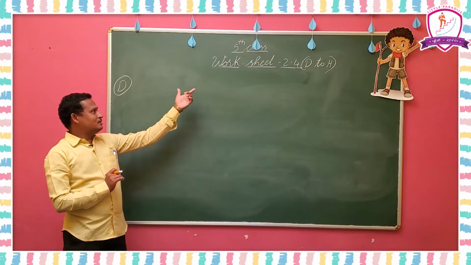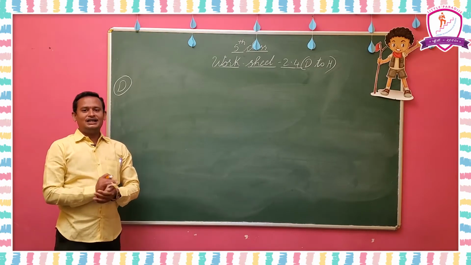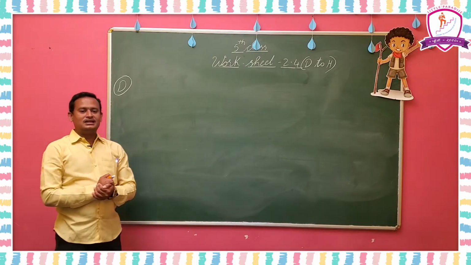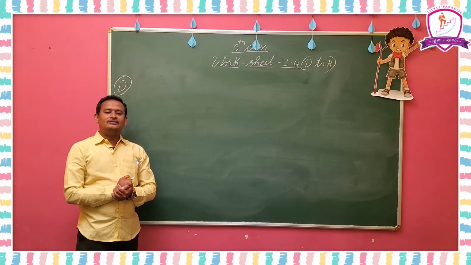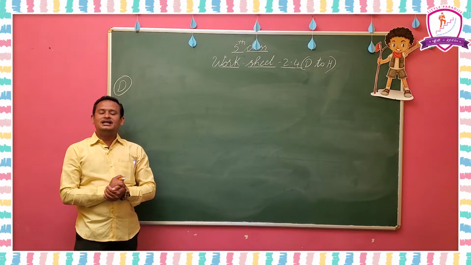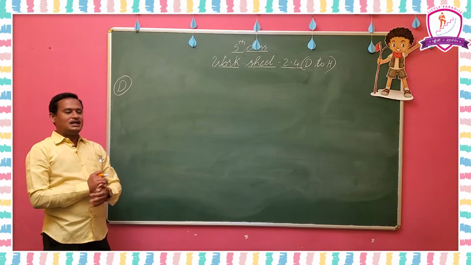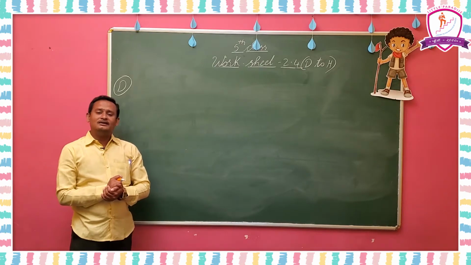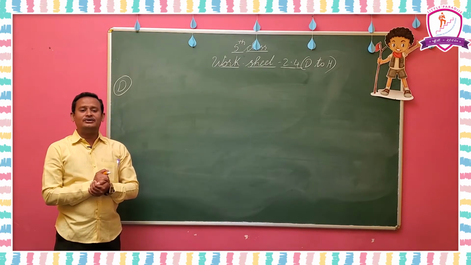Today we are going to discuss worksheet 2.4, D to H Romans. In D Roman, round off the following numbers to the nearest tens. We already discussed this in the course book. How do we round the given numbers to the nearest tens? What do we have to do?